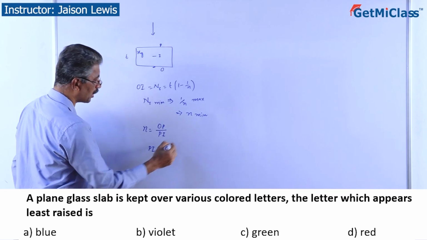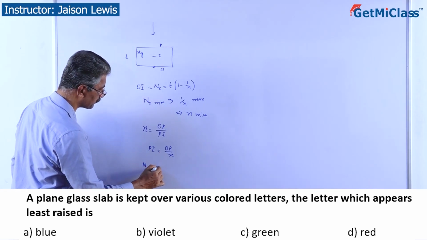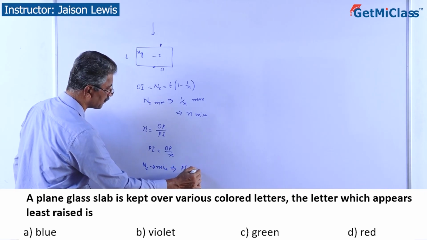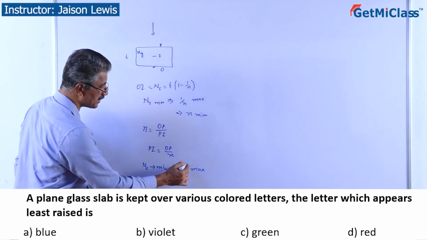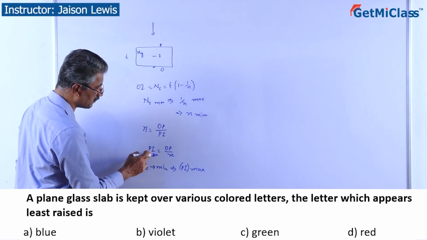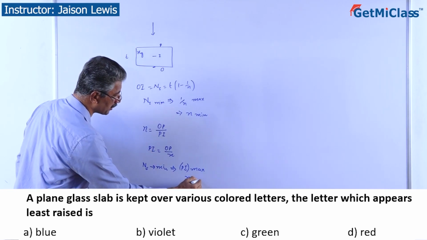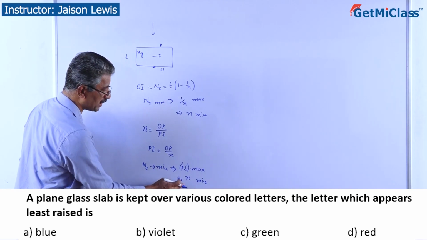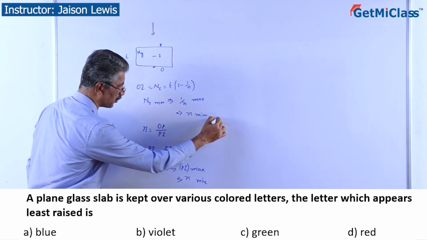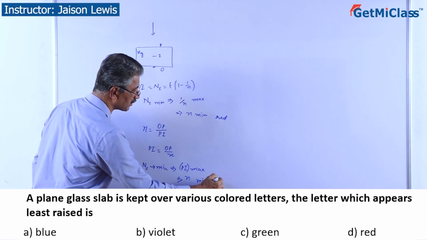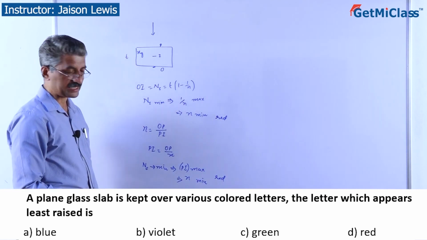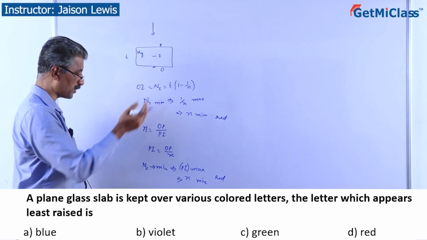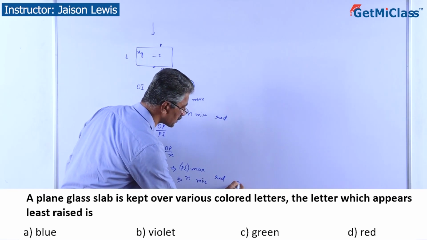So, therefore, normal shift minimum implies PI is maximum. When PI is maximum, if you want to get a maximal PI, N should be minimum because it is in the denominator. N should be minimum. Therefore, N is minimum only for red color. Therefore, in both cases, you can apply any method, and in both cases red is the color having the least value of N. Therefore, the shift will be minimum and it is given as option D.